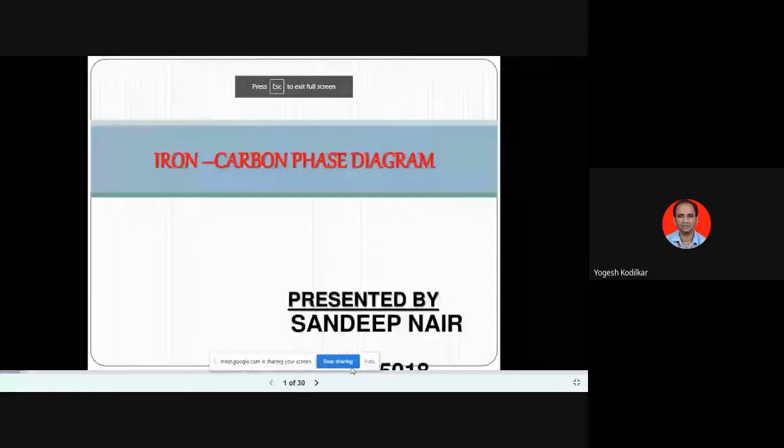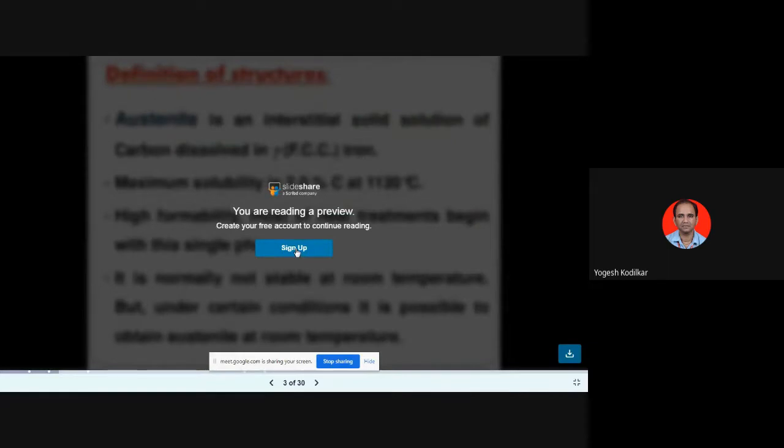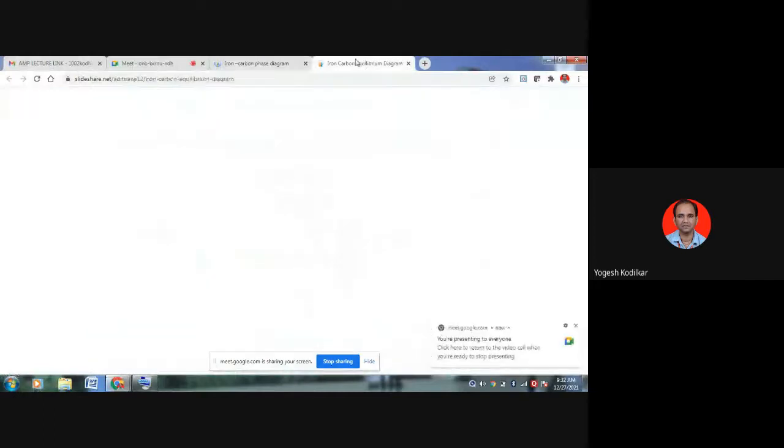Hello, good morning, students. Today we are going to study the basic iron carbon equilibrium diagram. The iron carbon equilibrium diagram is also called the Fe3C diagram. One carbon reacts with three ferrous atoms, that is Fe3C: three ferrous atoms and only one carbon atom. So that is the Fe3C diagram, the iron carbon equilibrium diagram.